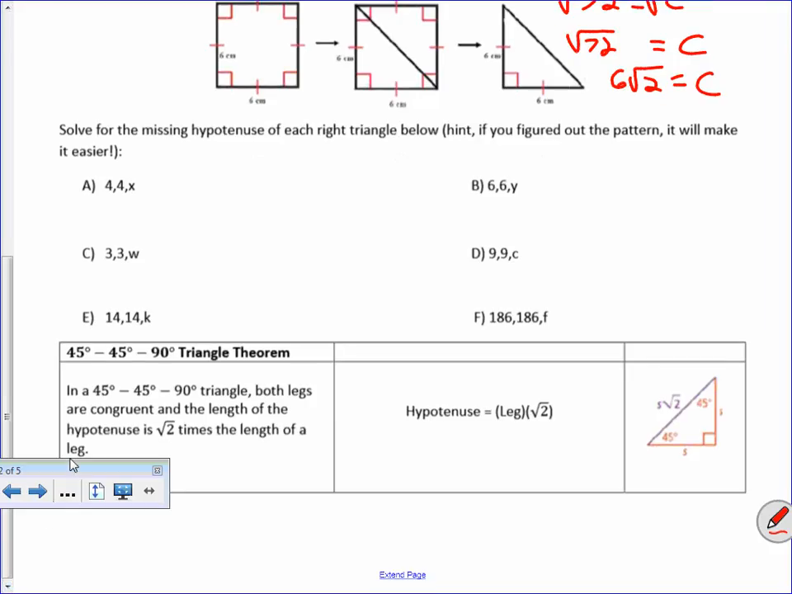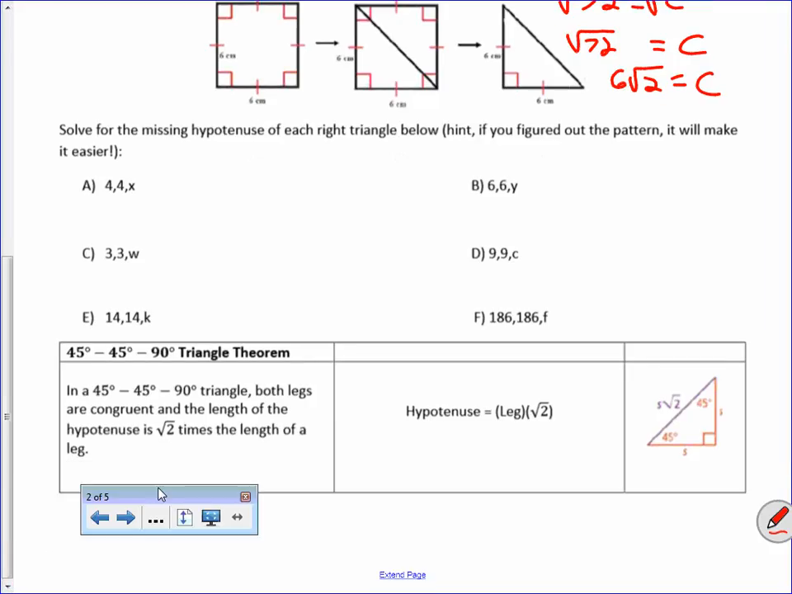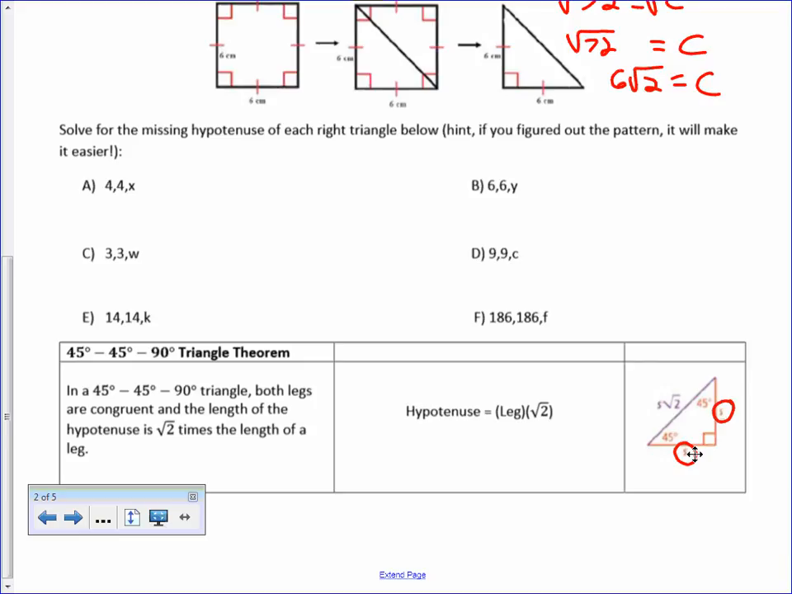Now, if you looked at that, you would discover what this is saying down here about 45, 45, 90 degree triangles. A 45, 45, 90 degree triangle is a special right triangle because the legs are going to end up being the same, and then the hypotenuse is just the side times root 2. So that's the trick. That's why it's special. Now we're going to move on to the next page.